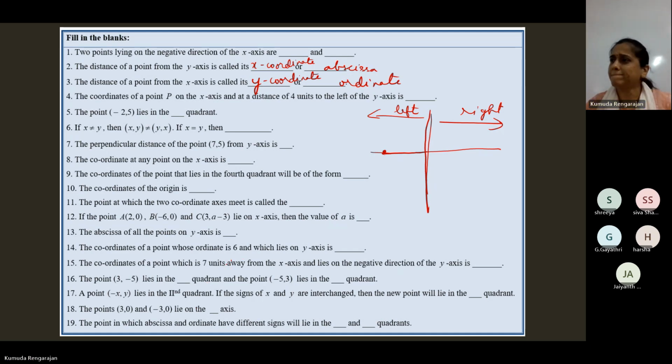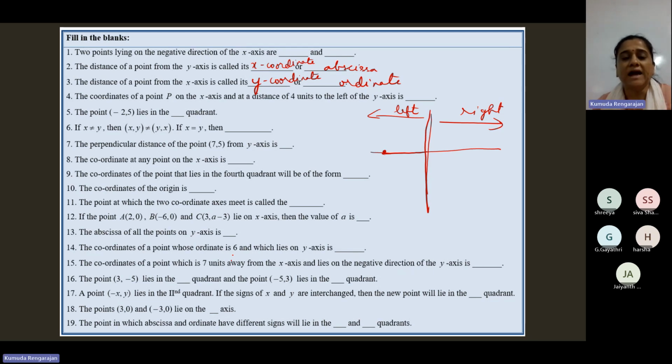So what will be the address of that point? Minus 4, 0. See, they've given you some clues and you have to find the address of the point. Now, where is the point P? It is on the x-axis. So what will be the second number? 0. It's on the x-axis, so the distance from the x-axis is 0. That means the ordinate is 0.